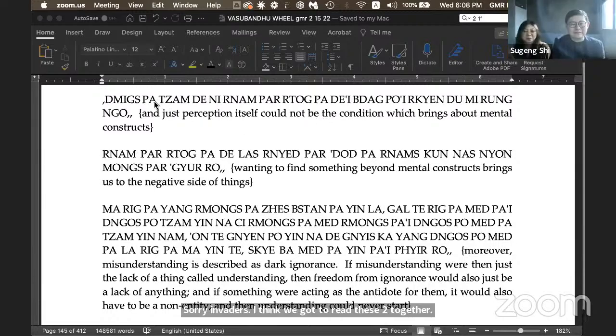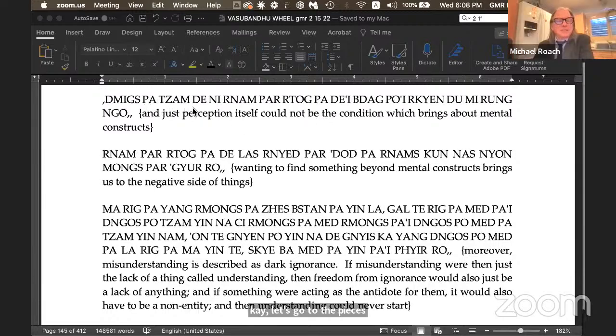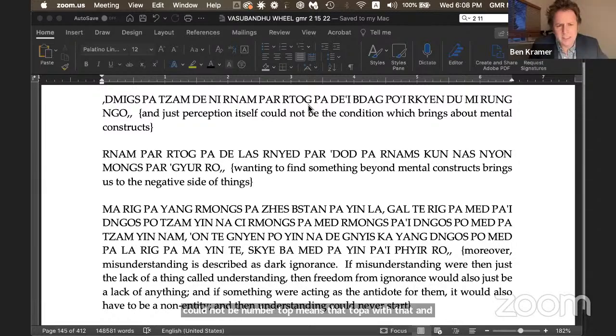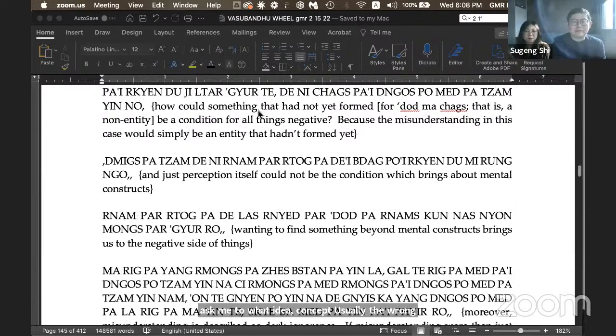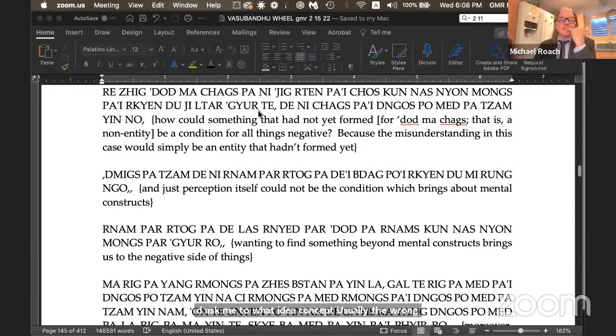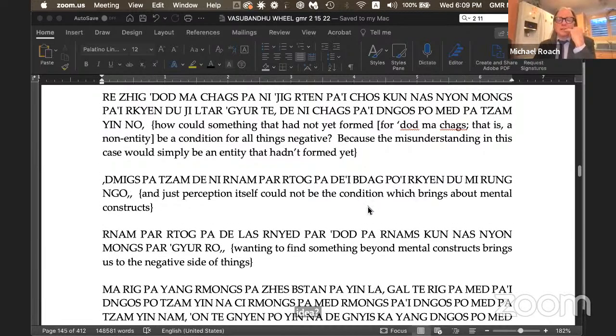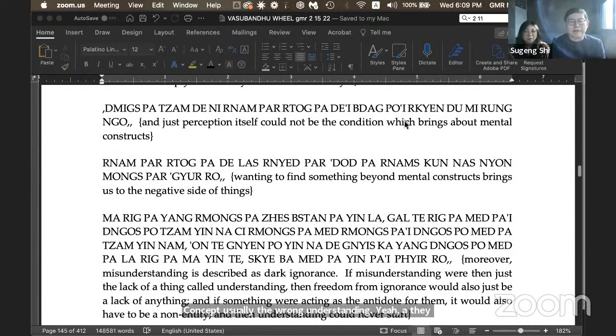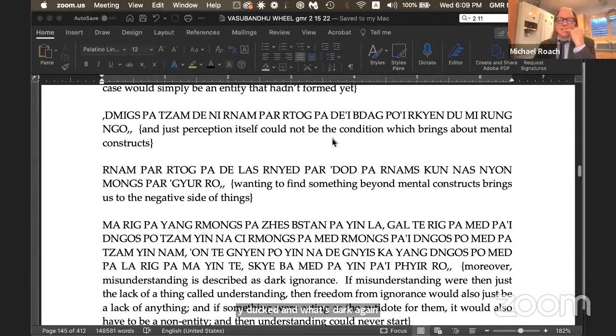Mikpat sam means just perceiving, could not be. Number topa, topa without an S, means what? Idea, concept, usually wrong understanding. Dr. Ken, what's Dr. Ken? Main condition. Yeah, main condition shouldn't be, should not be.